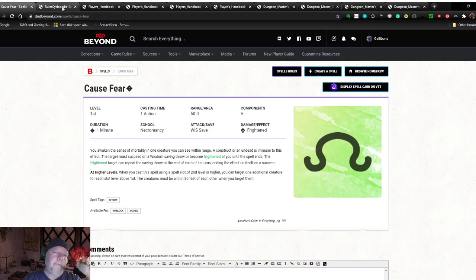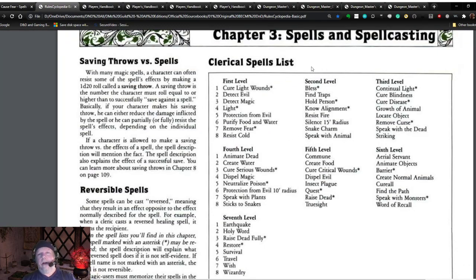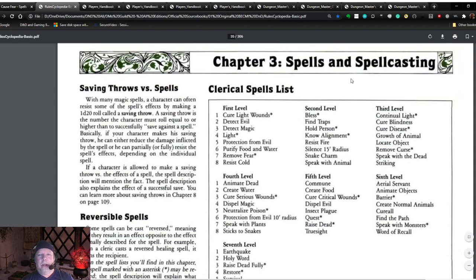Well, let's jump in the Wayback Machine and go all the way back to the original rules of D&D. Now you'll see I'm putting it on the spell list for once because I want to show you guys what's going on here. In the original rules, Remove Fear has this little asterisk, which means it's a reversible spell. The reverse of Remove Fear is Cause Fear. And you see it is a cleric spell in original D&D.